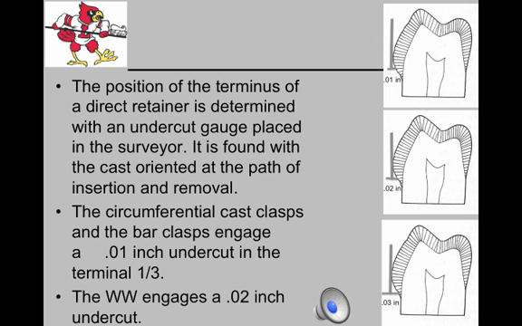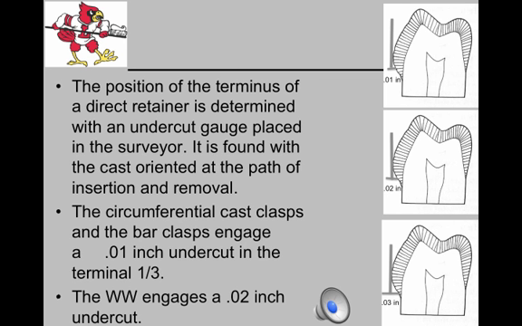The position of the terminus of a direct retainer is determined with an undercut gauge placed in the surveyor at the path of insertion. We determine that we're going to use a 0.01 undercut gauge if a cast circumferential or a bar clasp is going to be used. If we are going to place a wrought wire direct retainer, then we would use the 0.02 undercut gauge.